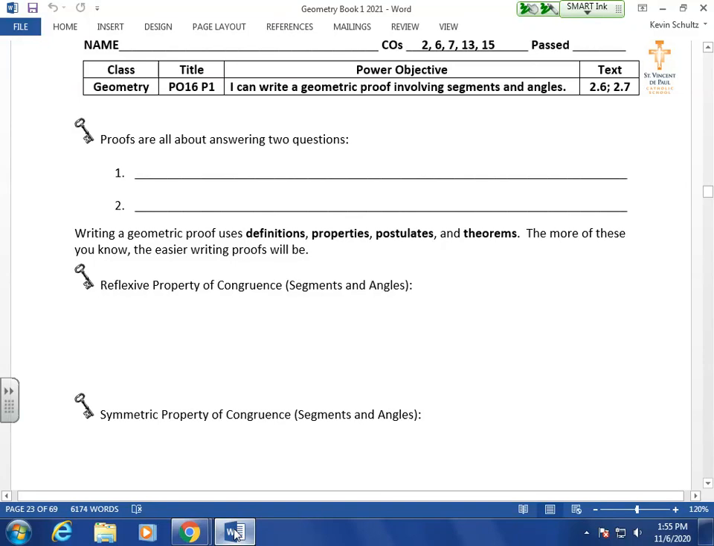Good day, geometry. Today we are doing geometric proofs involving segments and angles. We started proofs, the two-column format with equations. It's something you're kind of familiar with, but today we'll be using strictly geometric reasons, definitions, properties, postulates, and theorems to explain why things are the way they are. And so this does open up with a fair amount of writing.